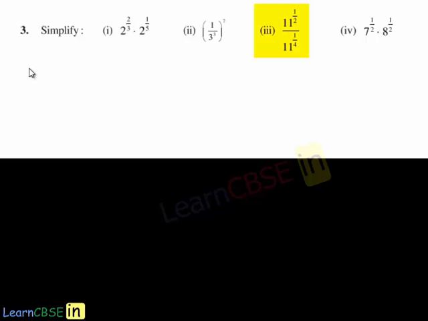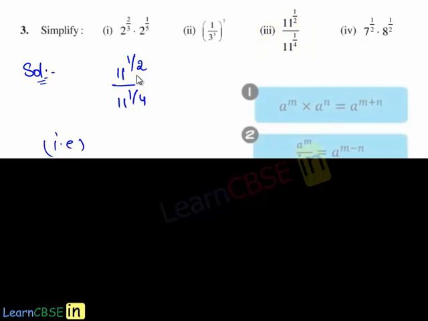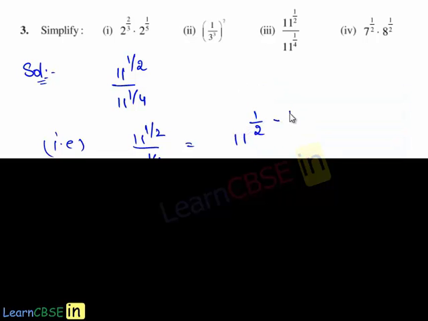Now let us move on to the third bit of the question. So the third bit is simplify 11 raised to the power of 1 by 2 by 11 raised to the power of 1 by 4. As we know, when we divide two exponents with like bases, we can subtract their powers. That is, 11 to the power of 1 by 2 divided by 11 raised to the power of 1 by 4 can be written as 11 raised to the power of 1 by 2 minus 1 by 4.